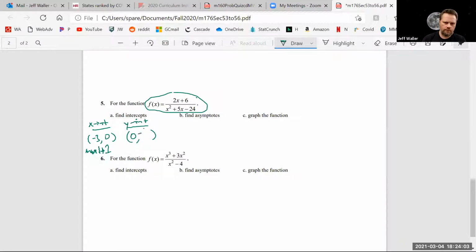-1/4. Good, -1/4. Now take a minute and figure out the vertical asymptotes and the horizontal asymptote, please.